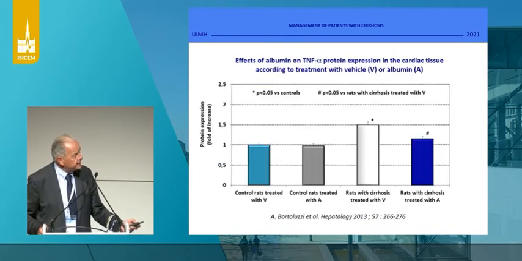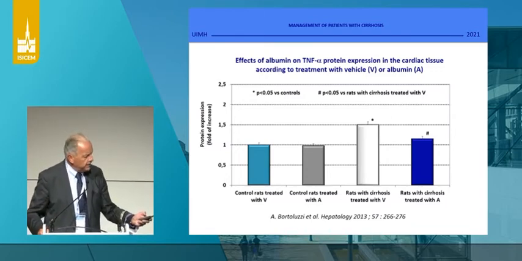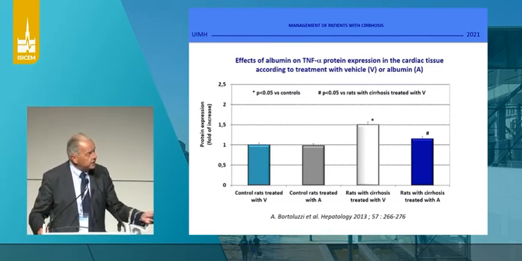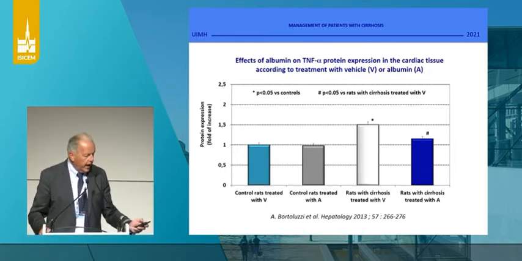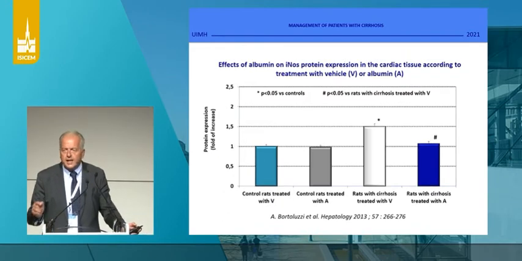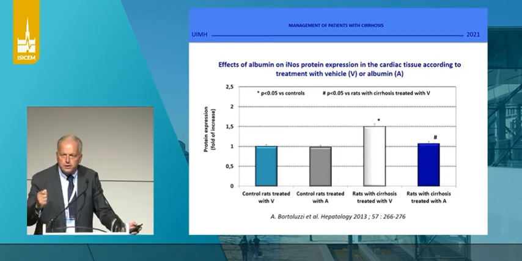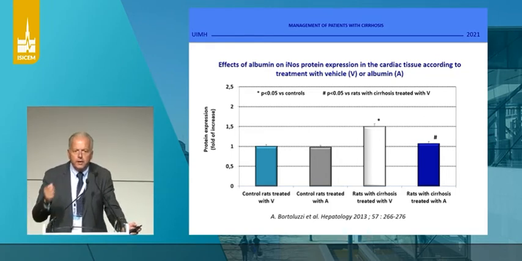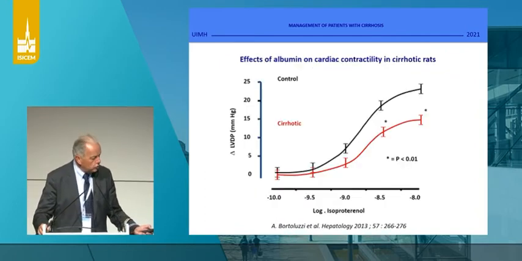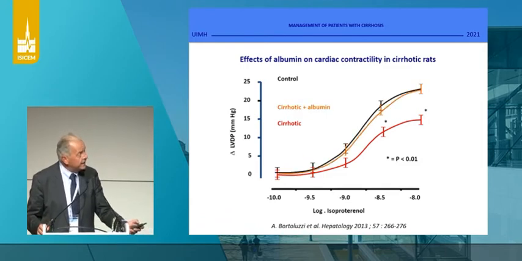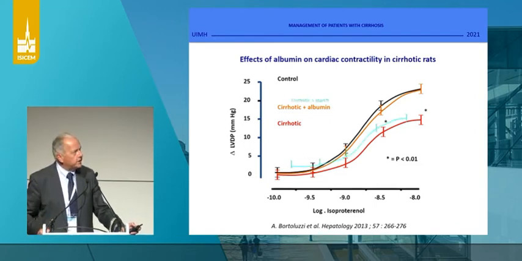And you can see that in the cardiac tissue of this experimental model, albumin is capable to normalize the expression of the TNF-alpha protein. Doing so, albumin is capable to normalize the expression of the iNOS protein. So it is capable to reduce the production of nitric oxide within the cardiac tissue. And by this, albumin is capable to recover the cardiac contractility in this experimental model. This is not true for any other plasma expander.